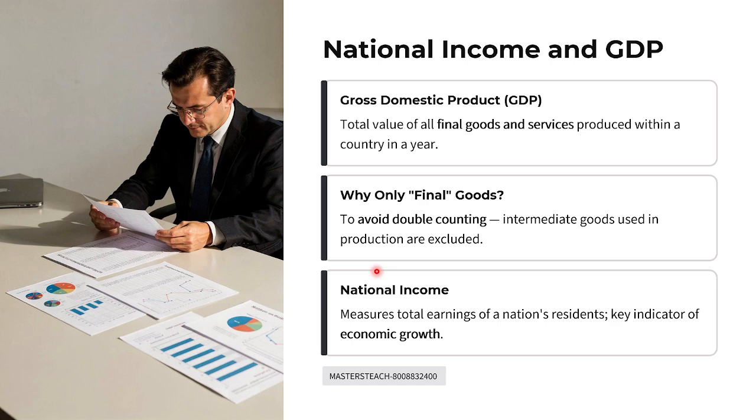So why only final goods? In order to avoid double counting of the products. That is the reason we take into consideration only final goods. Intermediate goods used in production are excluded. Then national income. It is the total income earnings of the nation's residents and is a key indicator of economic growth. Okay, this is about national income and GDP.